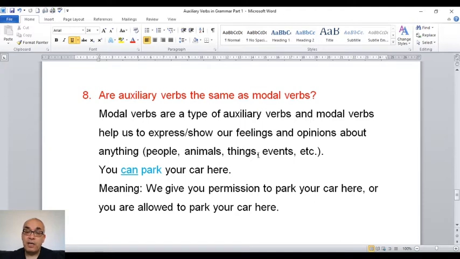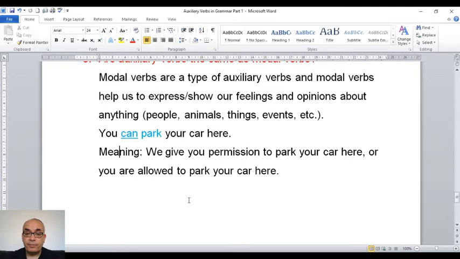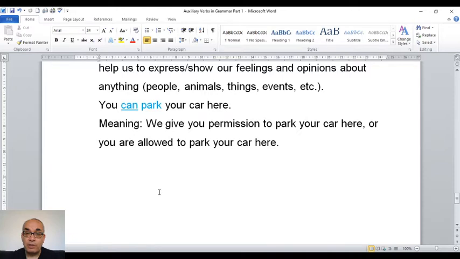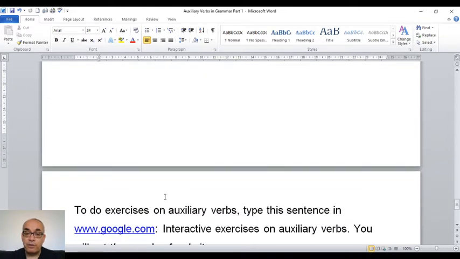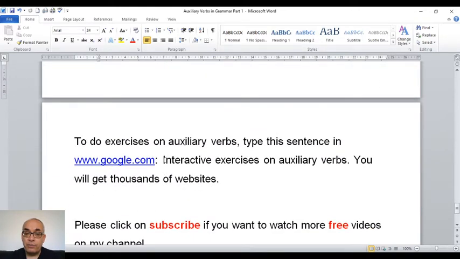So, you can park your car here. Can park is a verb. Can is a modal verb. So what's the meaning of this sentence? What is the meaning of can park? It means we give you permission to park your car here, or you are allowed to park your car here. So can is a modal verb and it has a meaning, and this meaning is what? Permission. It gives permission.